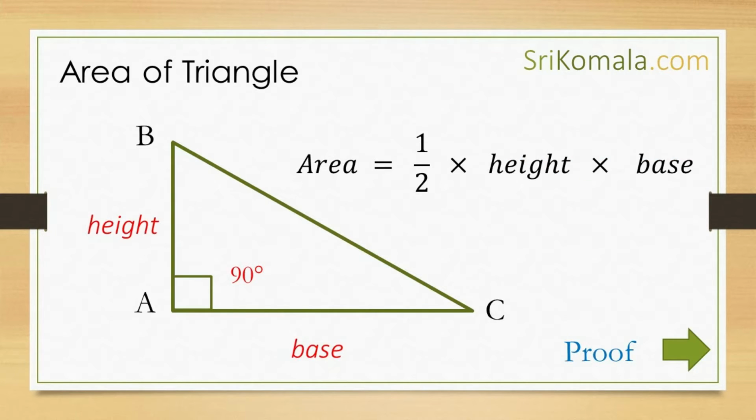We may have already known that the area of any triangle is expressed as a half of the multiplication of its base and its height. And the height must be perpendicular to the base, as shown in the figure.